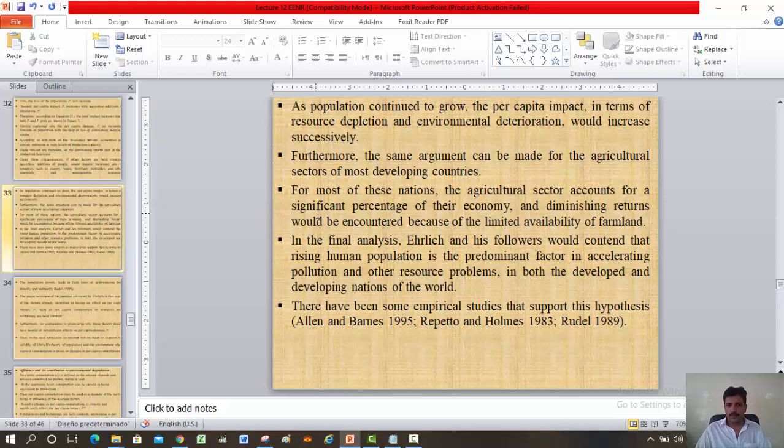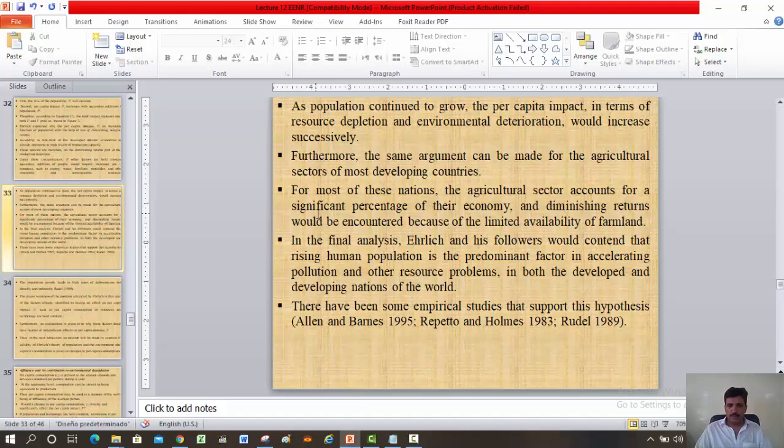Furthermore, the same argument can be used for the agriculture sectors of most developing countries. For most of these countries, the agriculture sector accounts for a significant percentage of their economy, and diminishing returns would be encountered because of limited availability of farmland. Dear students, in final analysis, Ehrlich and his followers would contend that a rising human population is the predominant factor in accelerating population and other resource problems in both developed and developing nations of the world.